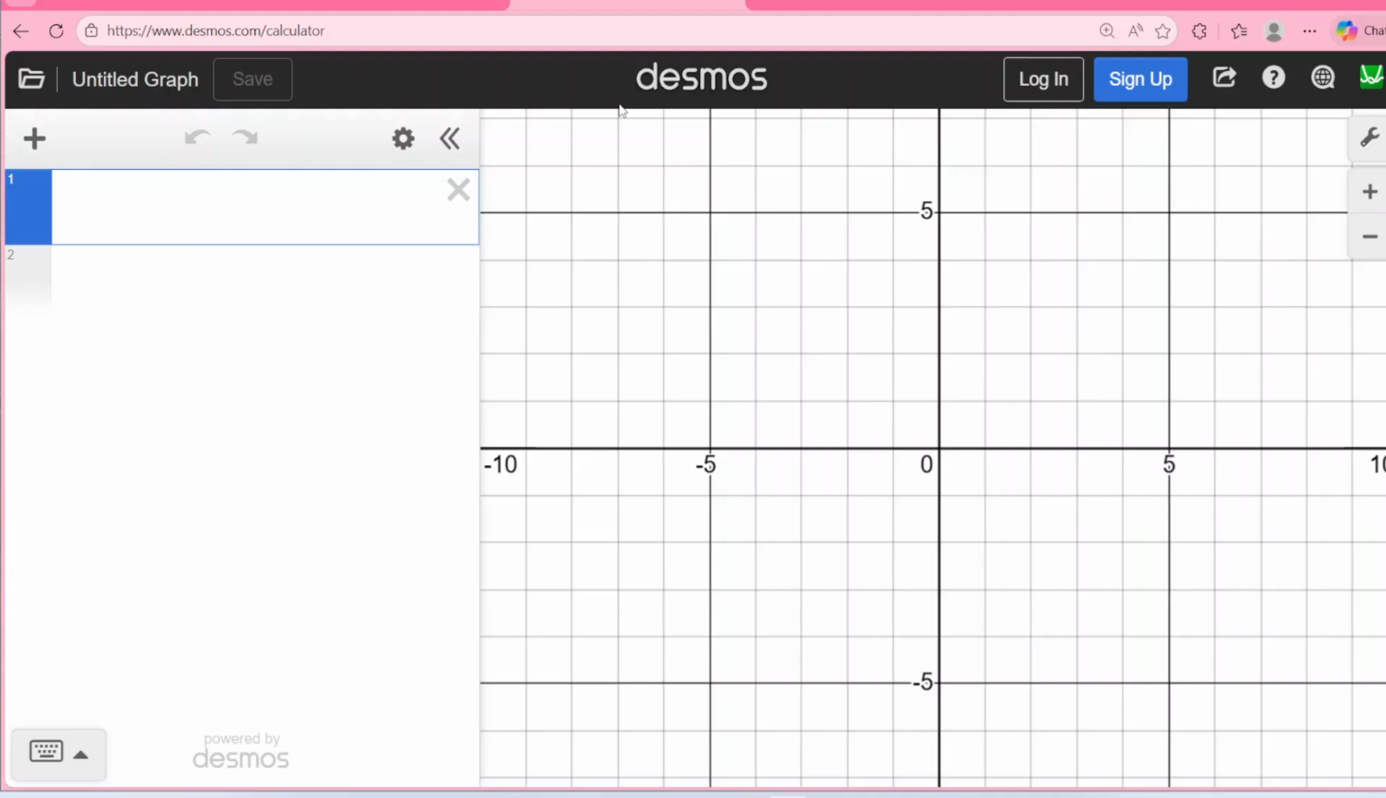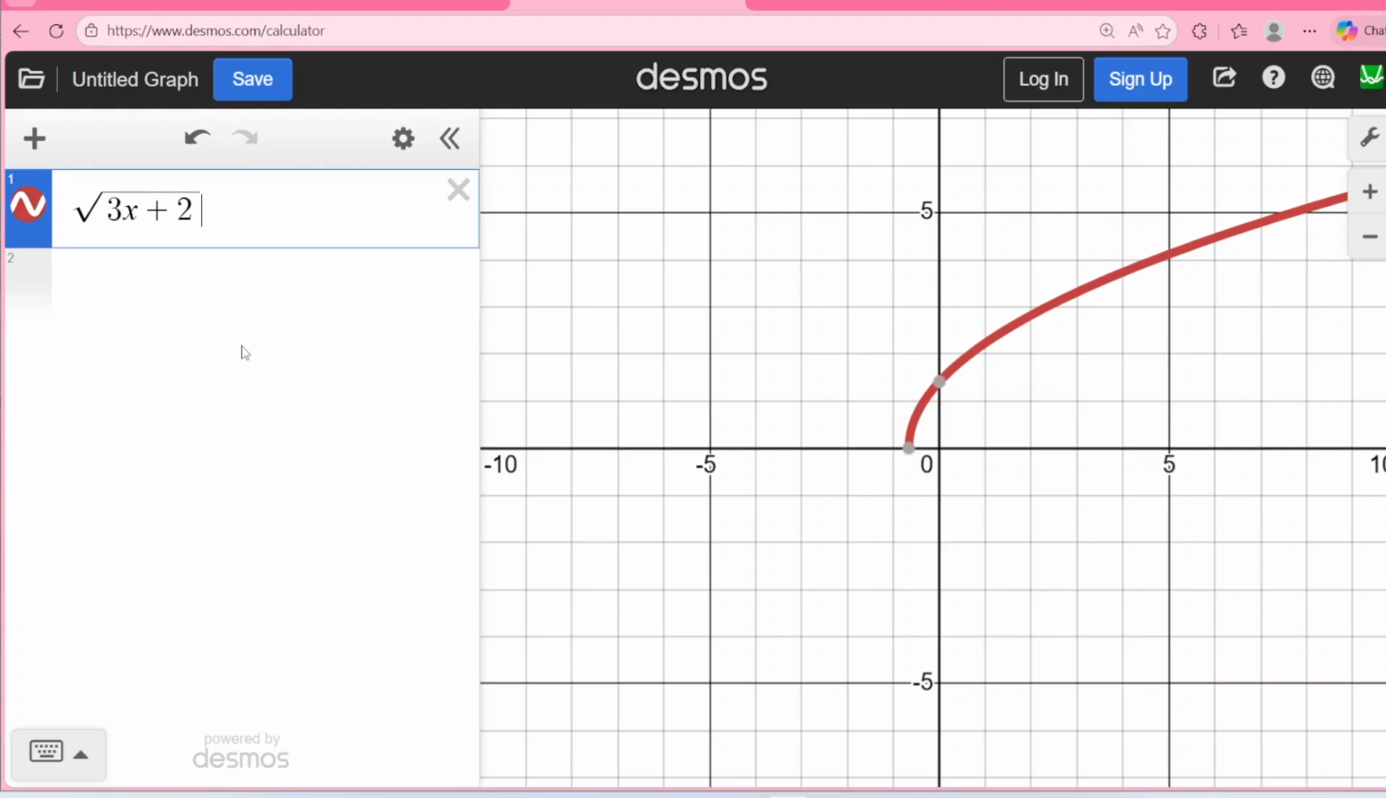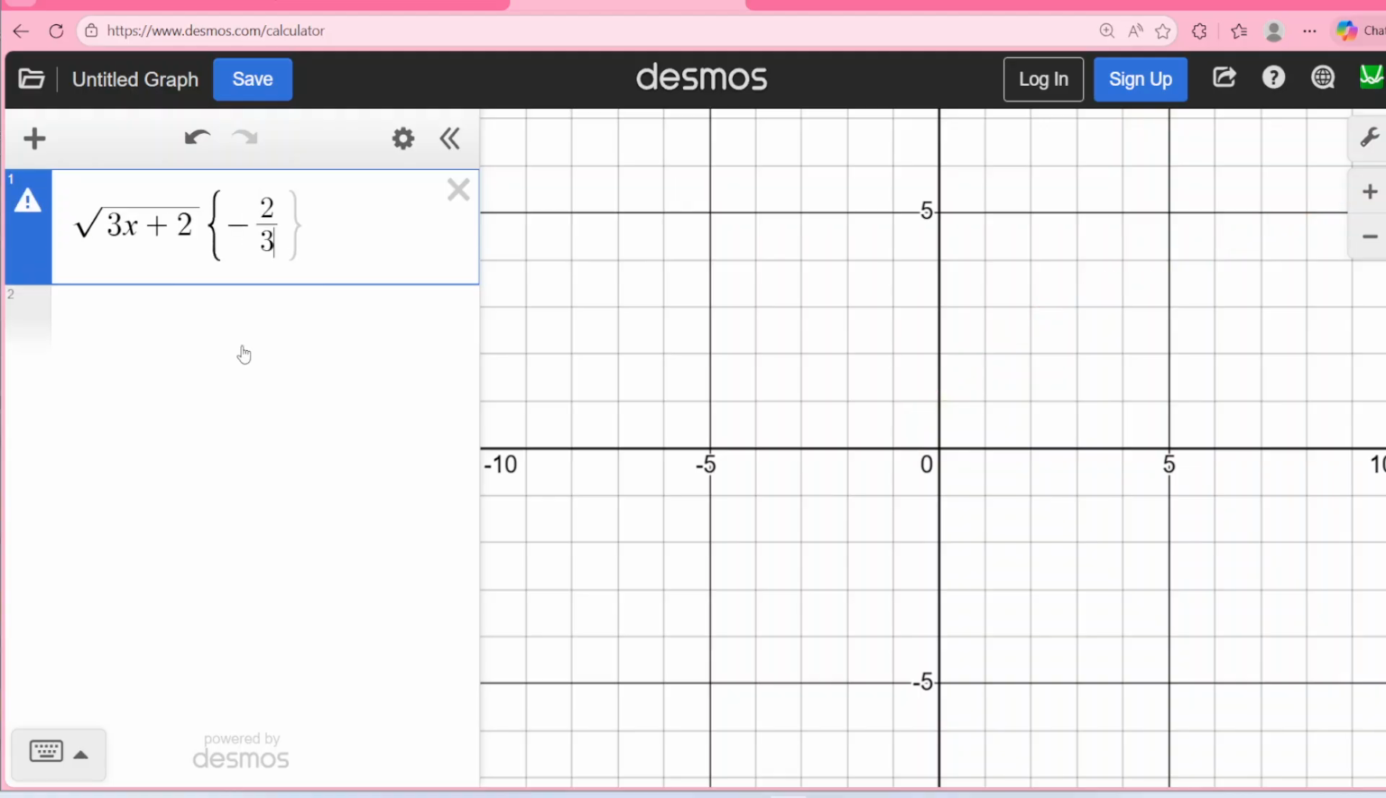So I'm at desmos.com. Now, I'm just going to graph one piece at a time, just to show you how they connect. So on the left side here, you can enter the expression for the top piece, which was the square root of 3x plus 2. But I only want part of it, so in curly braces, I only want the part that's between negative 2/3 less than x less than or equal to 1. Right, so just that part of it right there.